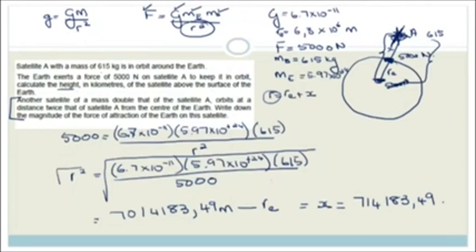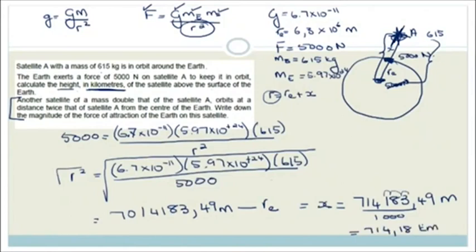Am I finished? No, I'm not, because this answer is in meters and they wanted the height in kilometers. So what do I need to do? In order to get from meters to kilometers, I need to divide by 1,000. If I divide this by 1,000, I get 714.18 kilometers. So that is how high this satellite is above the surface of the Earth: 714.18 kilometers.